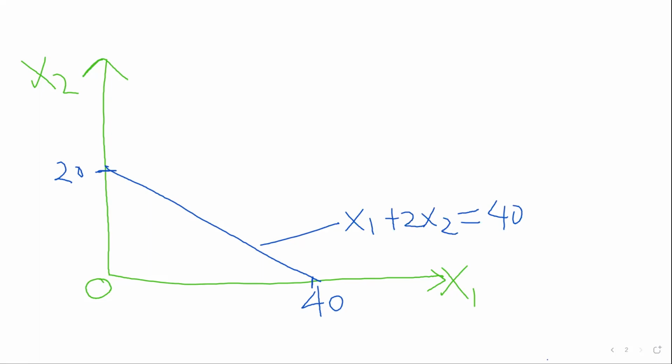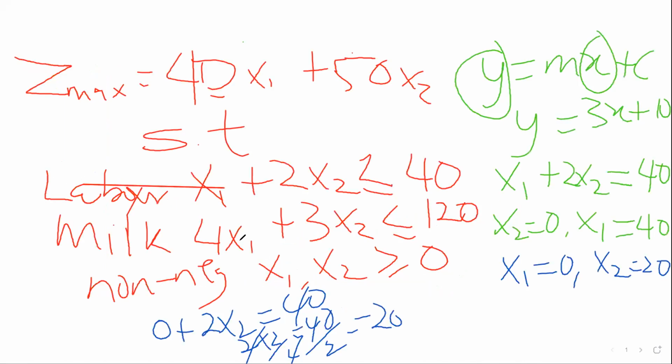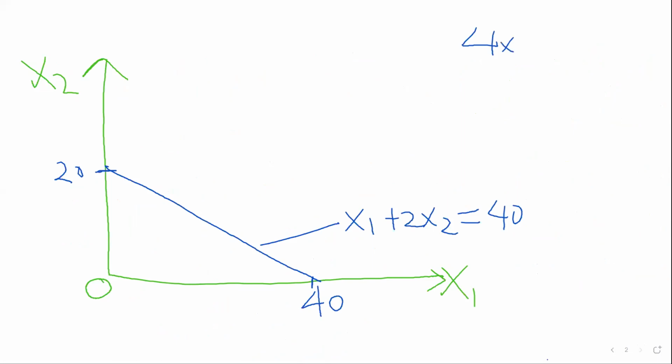Now, the next thing to do is you move ahead and go to the second equation. So let's go to the second equation. The second equation says 4x1 plus 3x2 equal to 120. You are using the limit. So let's write that. Okay, I'm going to write that here. 4x1 plus 3x2 equal to 120.